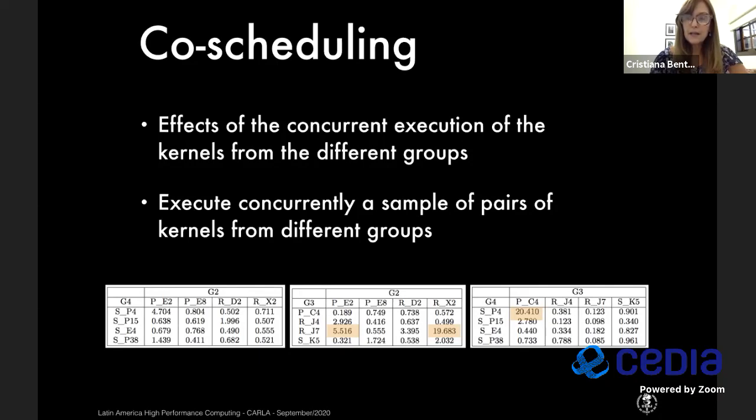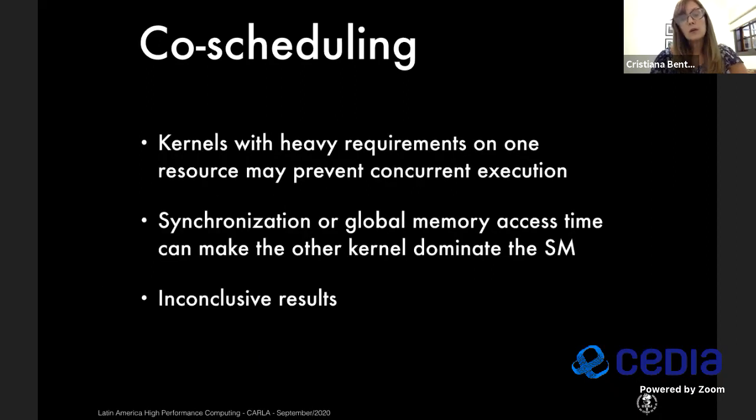And we found a very big concurrency effect when we put some kernels to run together. This one that I marked means that they would run better one after the other than if we put them to run concurrently. It means that the interference that they generate is very high. And by this study, we could conclude that kernels with heavy requirements on only one resource may prevent concurrent execution altogether. If they are scheduled first, the other kernels cannot run with them. And another factor is synchronization and global memory access. If one kernel synchronizes or has to wait for global memory, the other kernel dominates the GPU, and the kernel that needs synchronization and global memory access, in a waiting time, would present a higher slowdown.